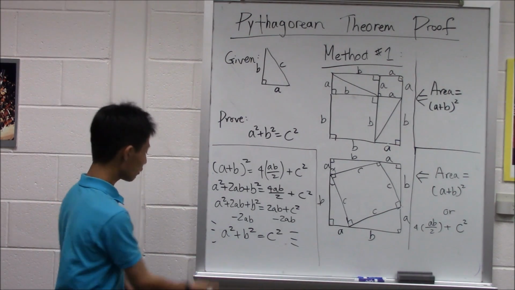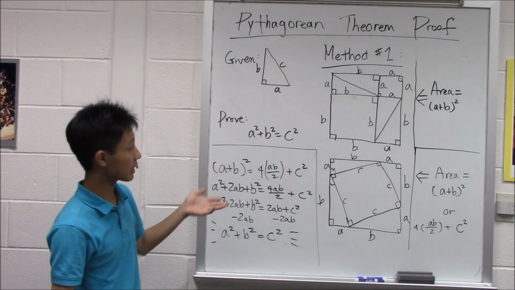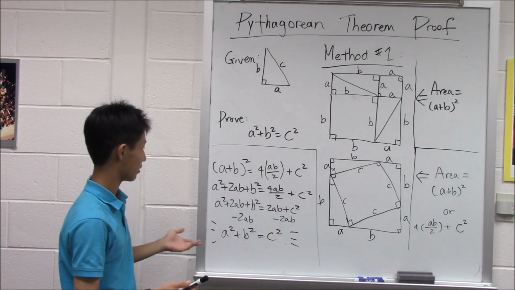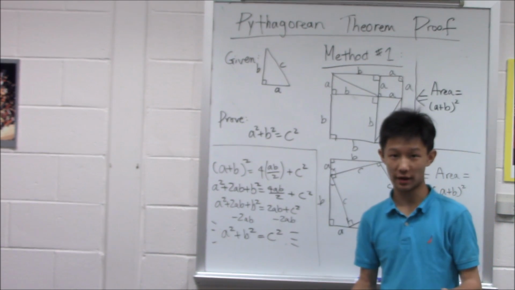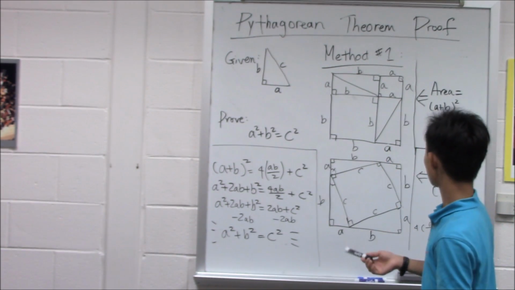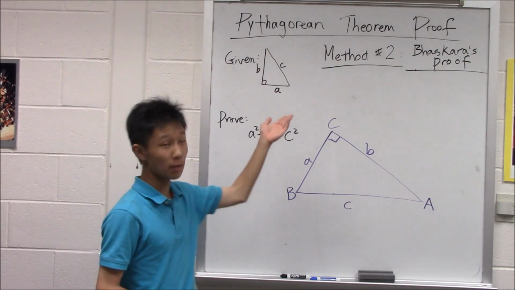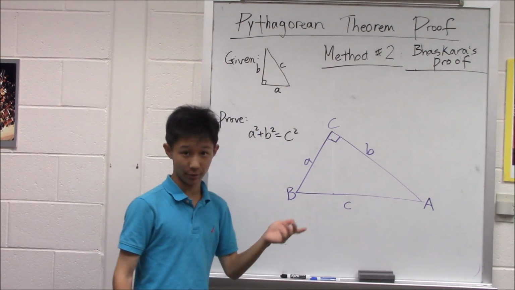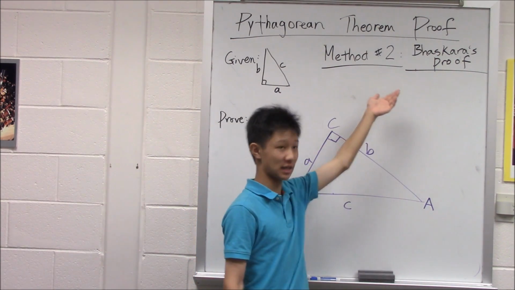And voila! Now we have our Pythagorean theorem, proved through an algebraic and geometric method. This is our first method in proving the Pythagorean theorem. This method was devised by Pythagoras himself. Now I am going to show you the second method to prove the Pythagorean theorem. This method was devised by an Indian mathematician, Bhaskara.